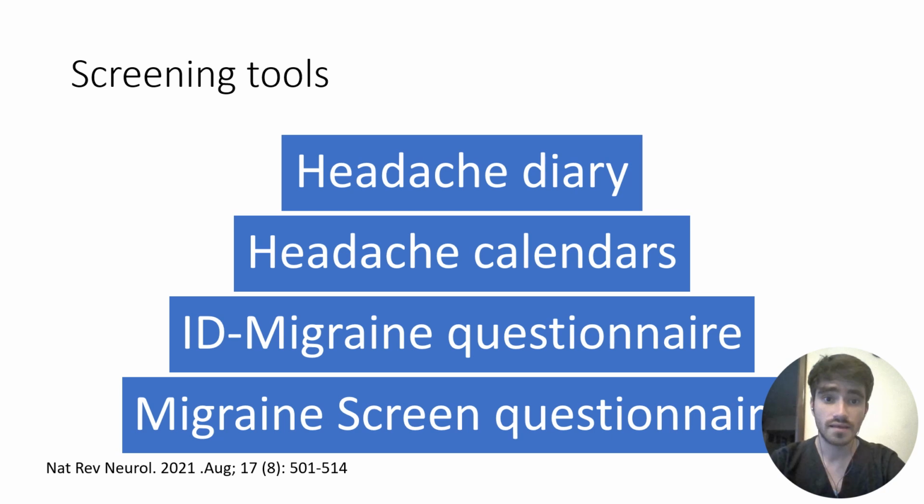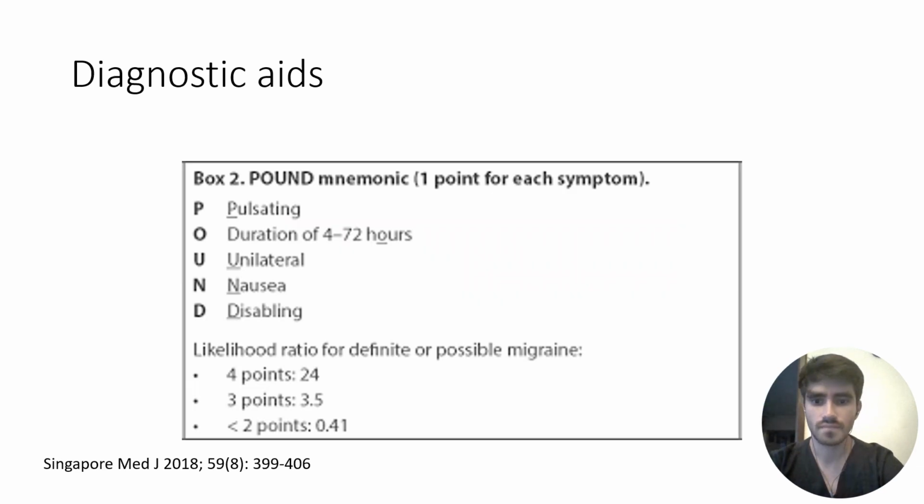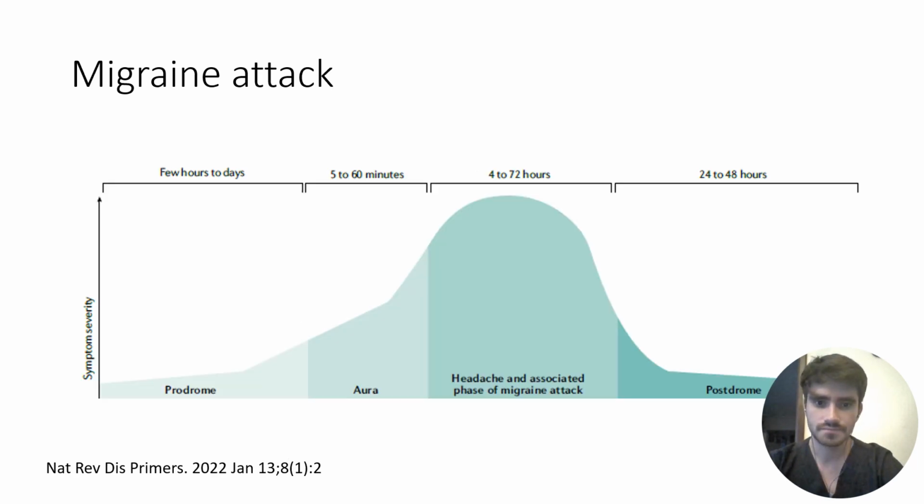Over time, clinicians have developed several screening tools to rule out, identify, and diagnose migraines. Some examples are the headache diary, headache calendars, the ID migraine questionnaire, and the migraine screen questionnaire. There's also the POUND mnemonic, which enlists some of the most defining features of a migraine. A score of 4 represents the likelihood ratio of 24 of having a migraine.